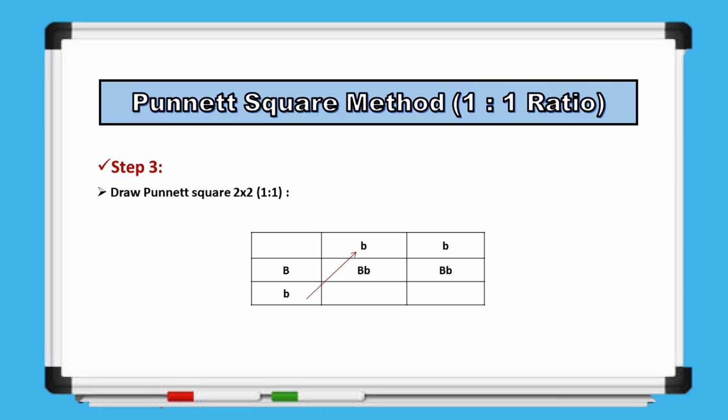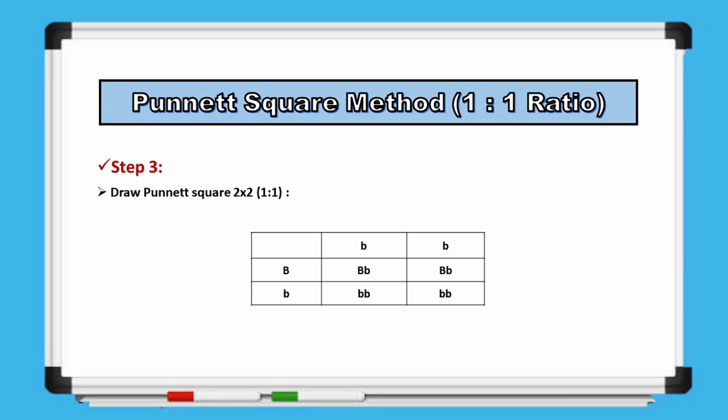Next, the recessive allele at the side, which is small b here, combines with the recessive allele at the top, also represented by small b, to form homozygous recessive offspring in the next box. Again, we do the same. The recessive allele at the side, which is small b here, combines with another recessive allele at the top, also represented by small b, to form homozygous recessive offspring in the next box.